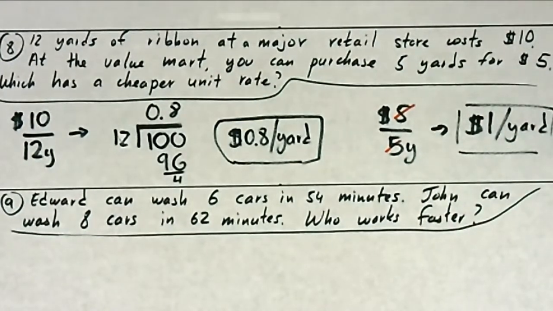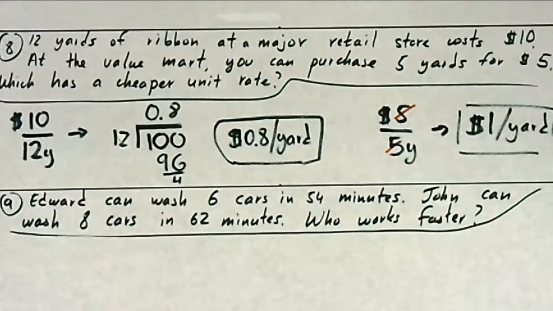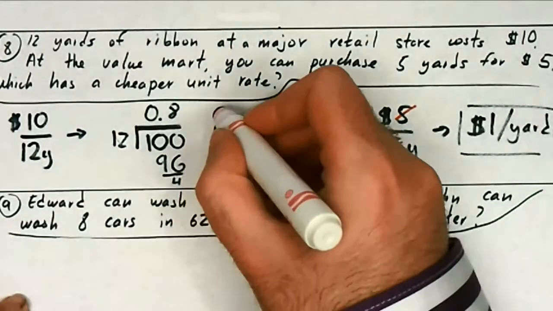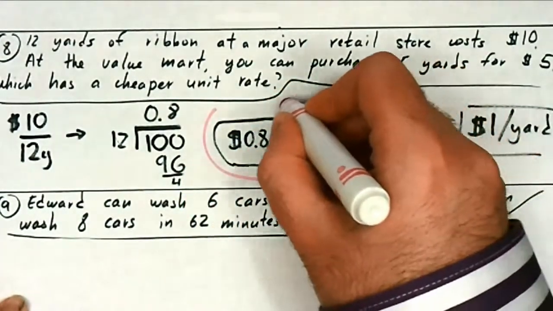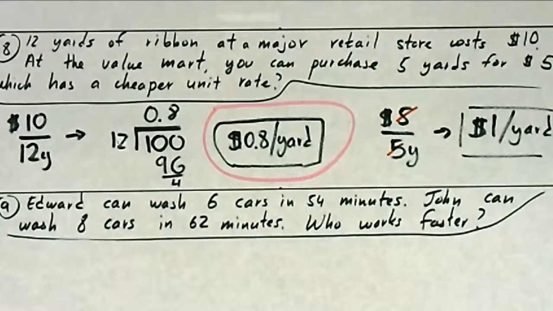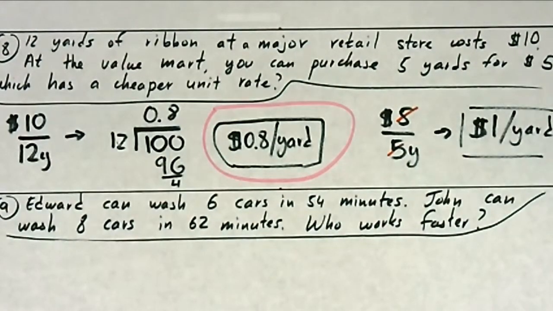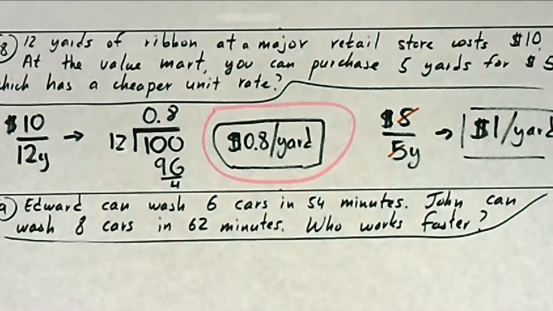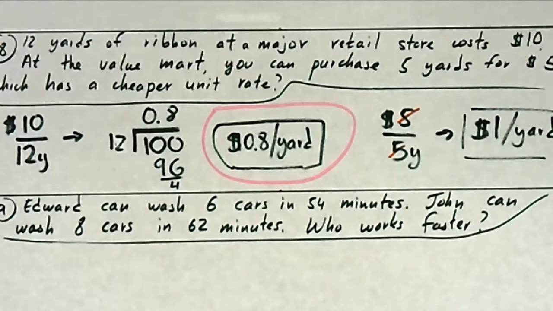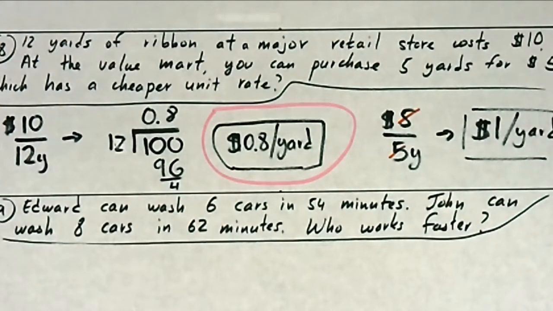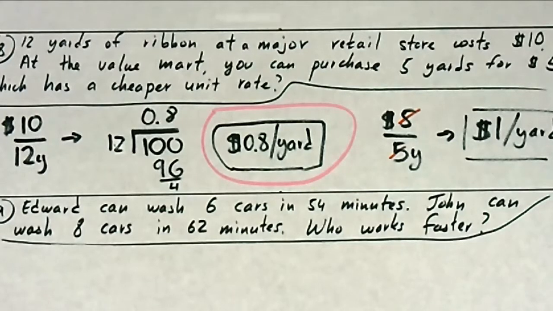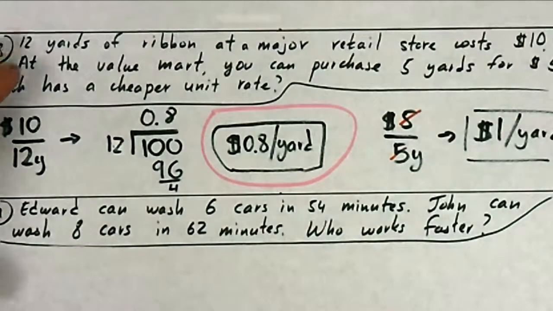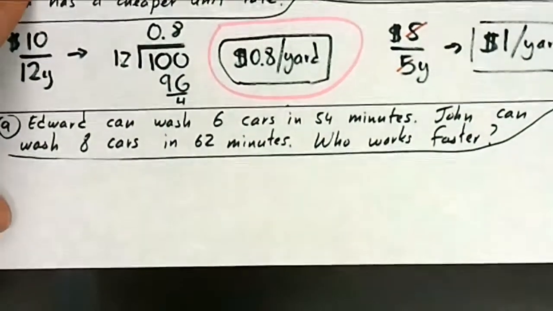Alright, now that we have the two unit rates, which one's the better deal? This one right here. So the major brand retail store in this case has the cheaper price. The Value Mart, even though it's a Value Mart, is not cheaper. Mostly probably because you're buying more from the retail store and it's a shorter ribbon from the Value Mart. But anyways, questions on number 8? In that case, let's move on and do our last problem.